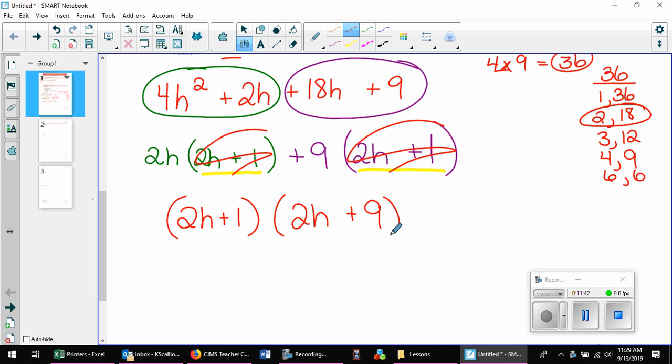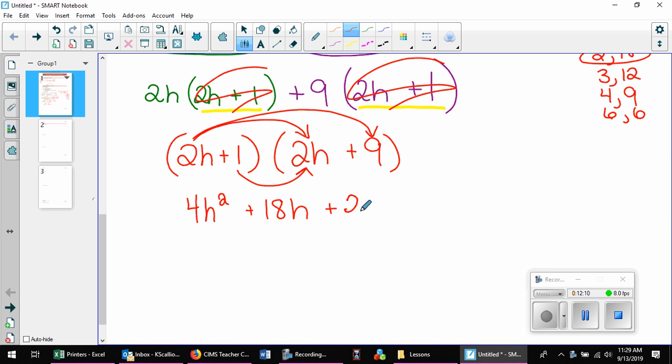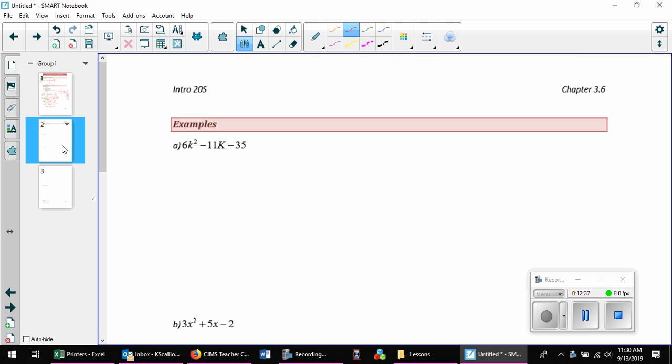For funsies, we're going to multiply and just make sure we get it correct. Hey, I'm a math teacher. This is my fun. 2h times 2h, 4h squared. Oh, I love it. And then 2h times positive 9, 1 times 2h, and 1 times 9. So we have 4h squared plus 20h plus 9. Okay. Good job. So complex is a little more complex. Okay, let's try this one.